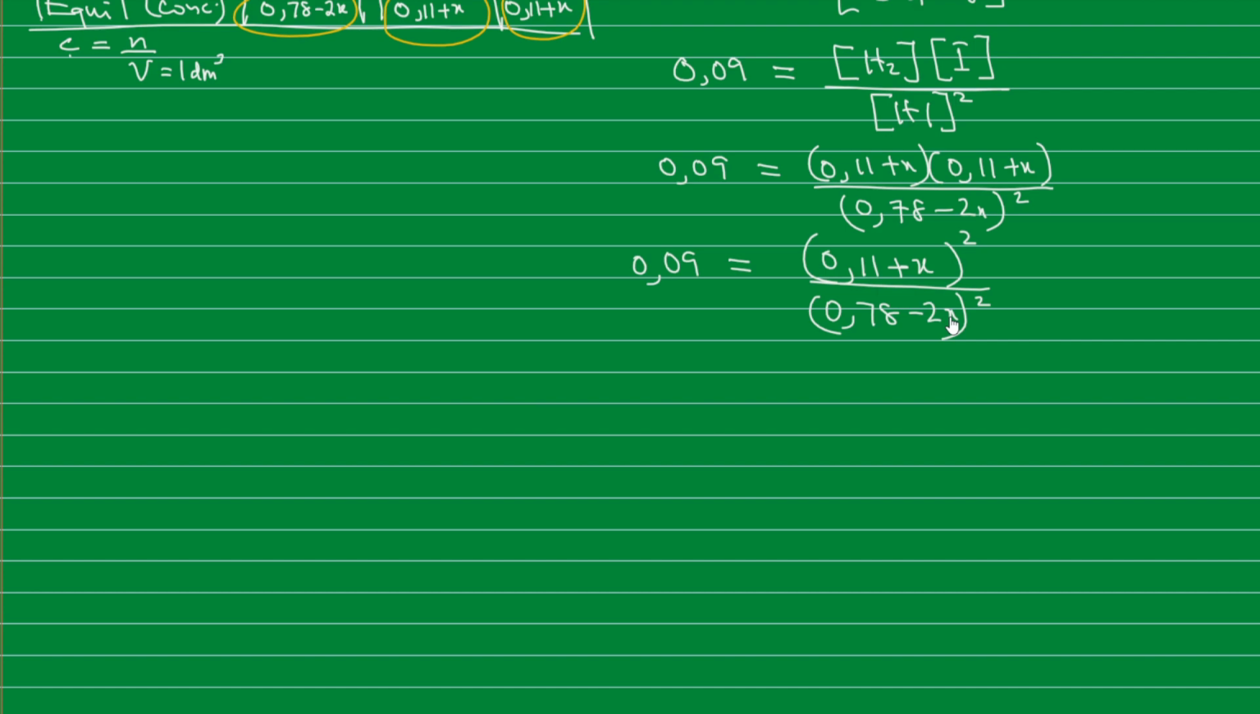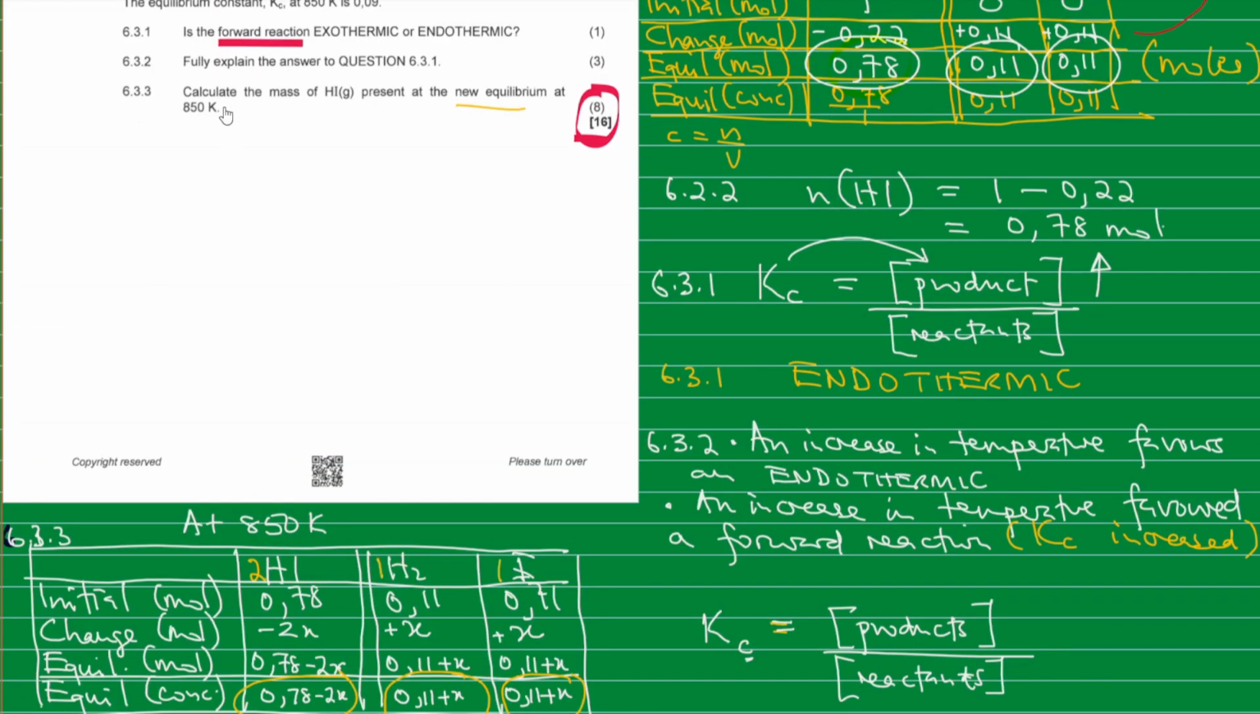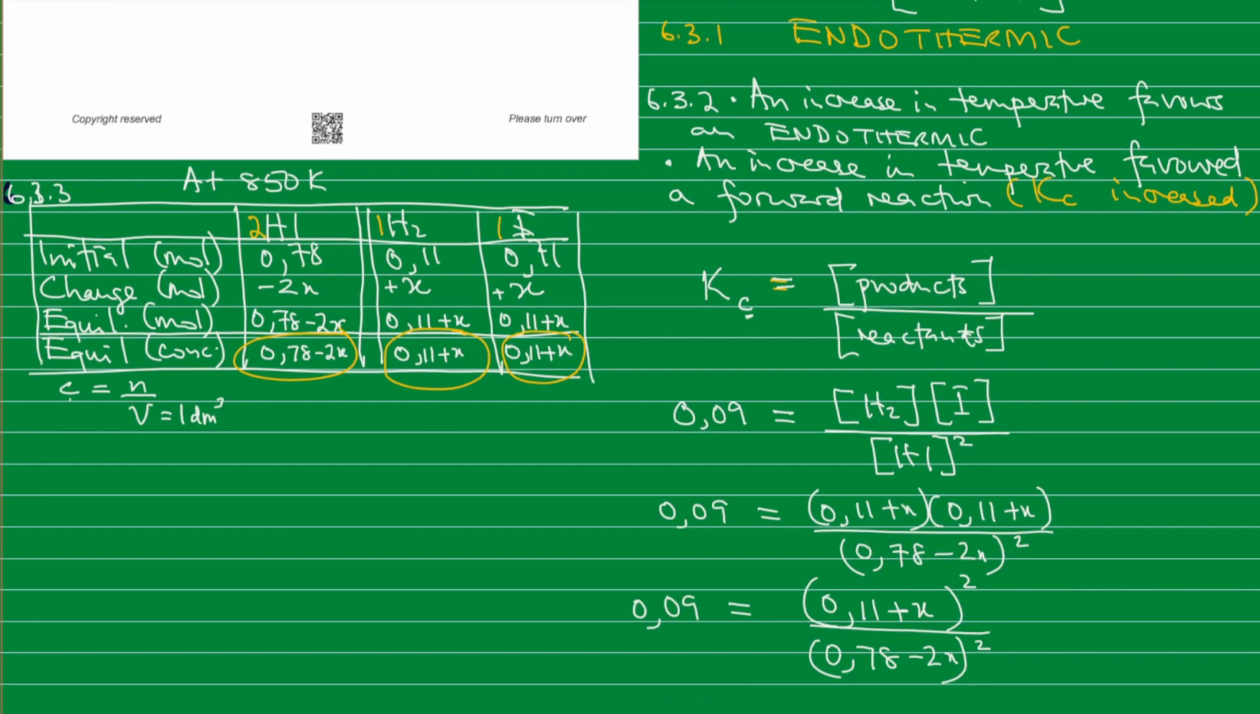Remember, the question is to calculate the mass of hydrogen iodide present at equilibrium. So we are looking for, at equilibrium, what is the mass of hydrogen iodide? If we know the number of moles at equilibrium for hydrogen iodide, then we can calculate the mass by using mass is equal to number of moles times molar mass.